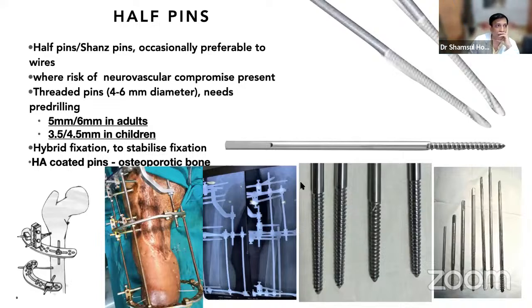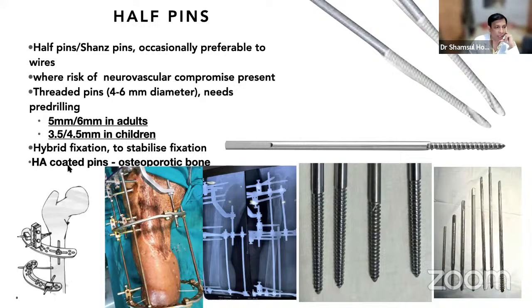Then we have the half pins. Half pins are the Schanz pins, occasionally preferable to wires, as the risk of neurovascular compromise is present with wires. You can use them from one side only. We have threaded pins of 4 to 6 mm diameter. We need pre-drilling. We can use 5 or 6 millimeter in adults and 2.5 to 4.5 millimeter in children. And we can use them for hybrid fixation, or in Ilizarov or LRS to stabilize fixation.